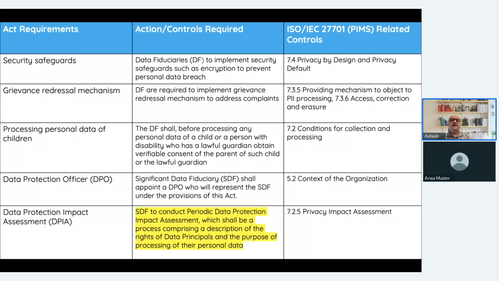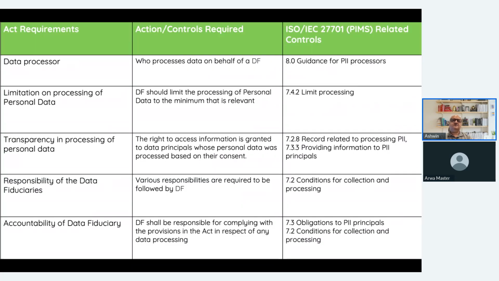Now, specifically, the Act requires, as we just saw, for significant data fiduciaries, a DPIA, and they will need to conduct periodic DPIAs. 27701, the PIMS, talks about doing a privacy impact assessment, which is something similar. Now, the data processor is the same as we just discussed. Limitation we talked about just now, and 27701 also talks about limitation of processing. When talking about transparency, 27701 talks about records related to PII based on the governing principles of PII itself.